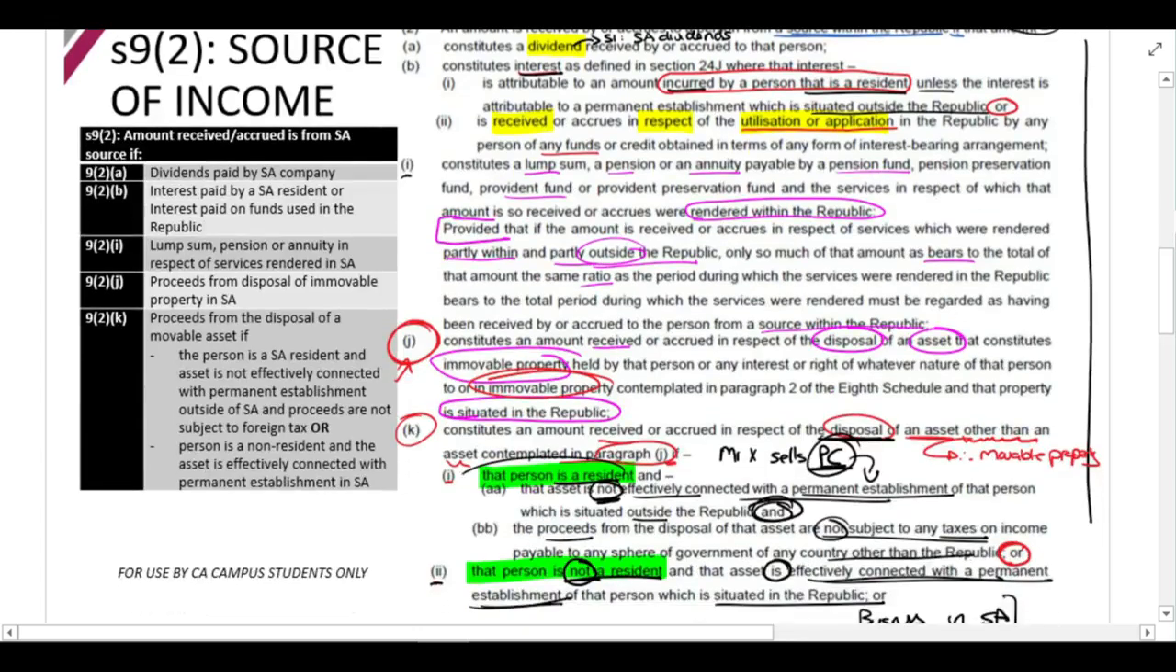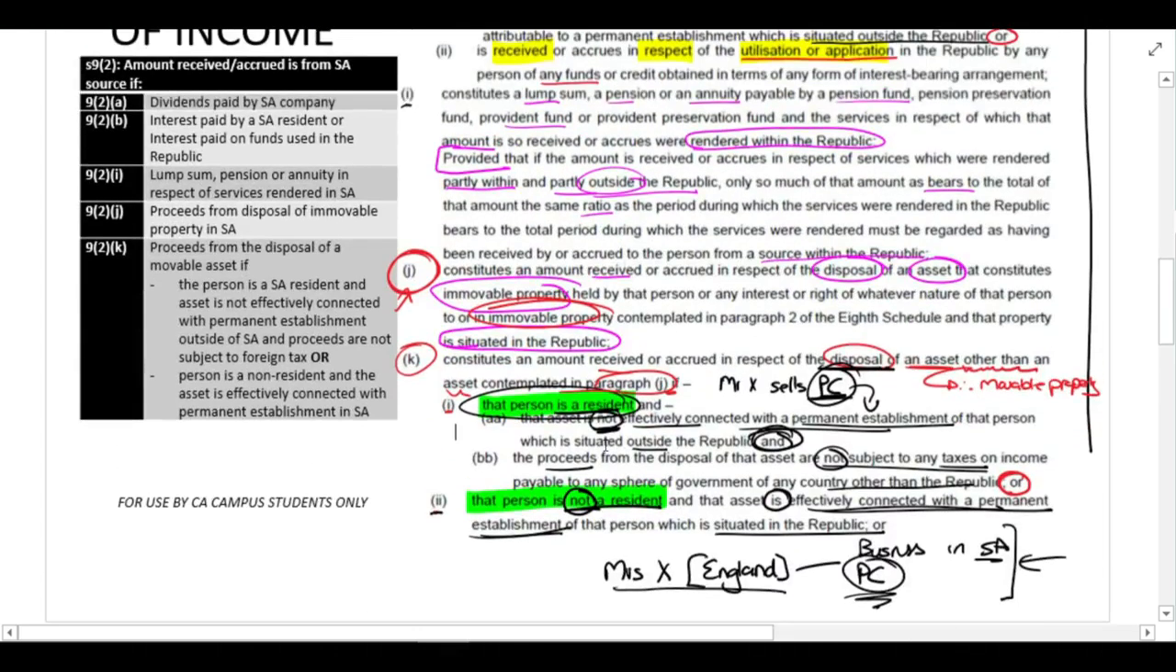For a resident, you've not yet encountered anything where they specifically talk about source for South African residents. So don't think this overrides anything. This is just a separate thing on source.